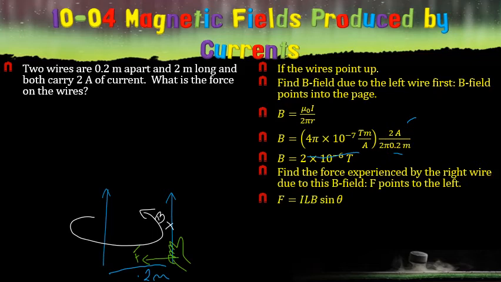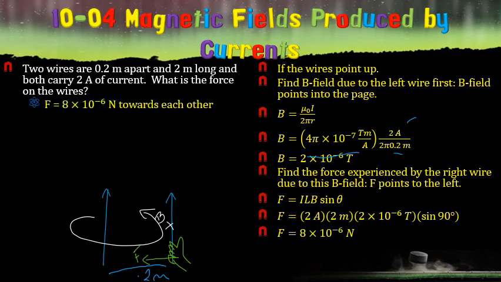The formula was ILB sine theta. Current is 2 amps. Our length of the wire, it said, was 2 meters. The magnetic field, as we just calculated, is 2 times 10 to the negative 6 Tesla. And our angle is 90 degrees, because our magnetic field is straight into the paper, the current is straight up the paper. Those are perpendicular to each other. Multiply, you get 8 times 10 to the negative 6 newtons. And it's making the wires go towards each other.